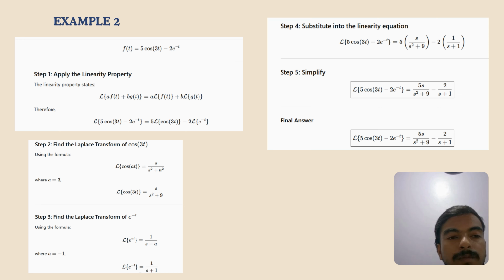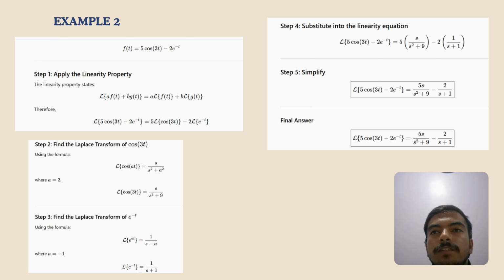And step 3 is we must find the Laplace transform for e to the power of negative t. Using the formula Laplace of e to the power of at equals 1 over s minus a, where a is negative 1, we just include it into the formula, and Laplace of e to the power of negative t equals 1 over s plus 1. Then move on to step 4.